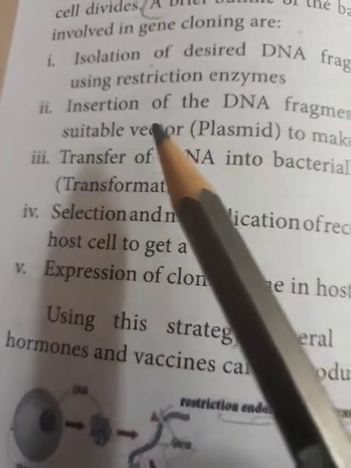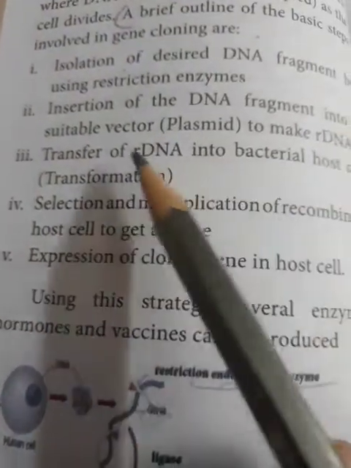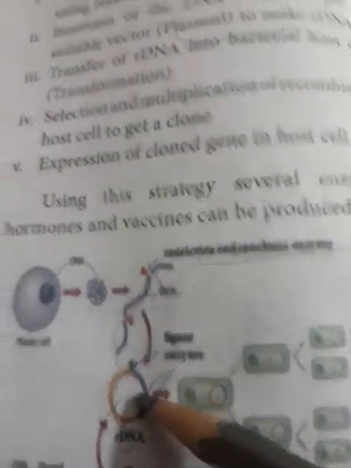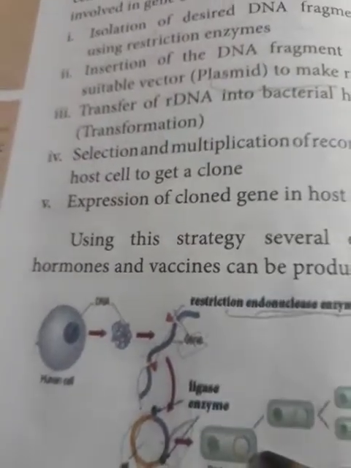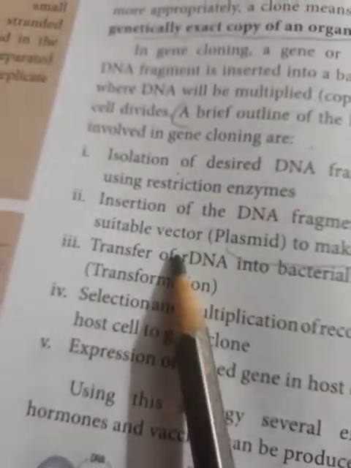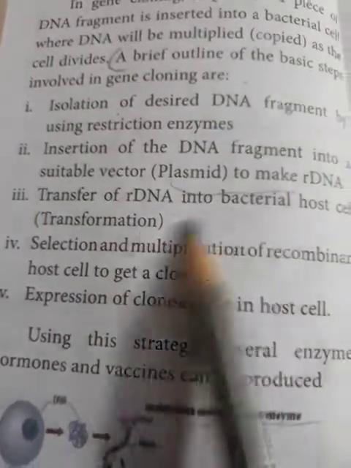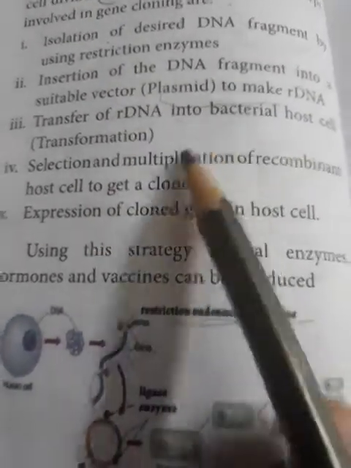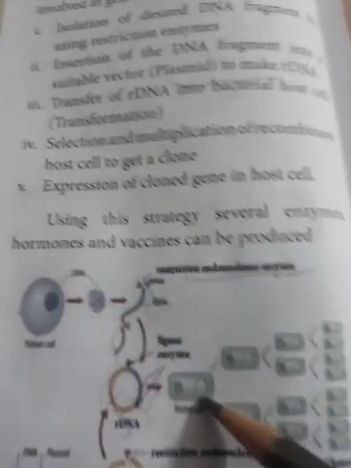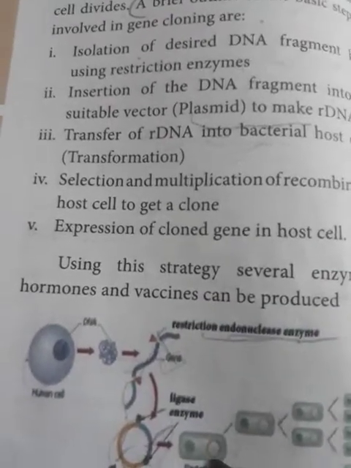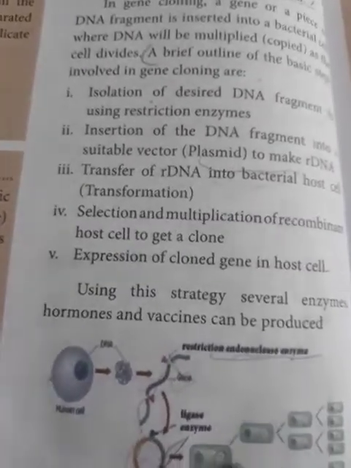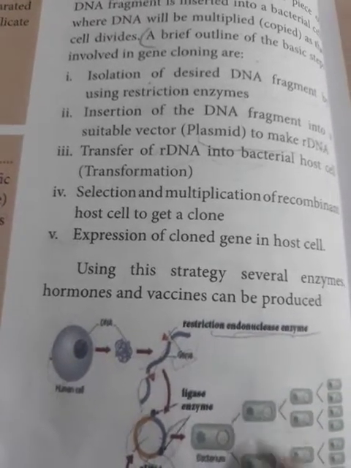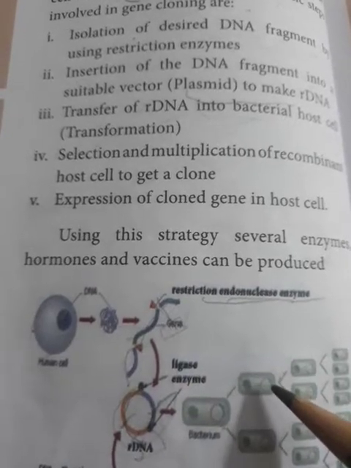Second step, what I have told, is insertion of the DNA fragment in a suitable vector, that is the plasmid, to make the rDNA. Now third step, this rDNA is to be introduced into the bacterial cell, the host cell. So transfer of rDNA into the host cell is called transformation. Now this bacterial cell has been transformed. Now this bacterial cell will be allowed to grow and divide. By binary fission, 2 cells have been developed.